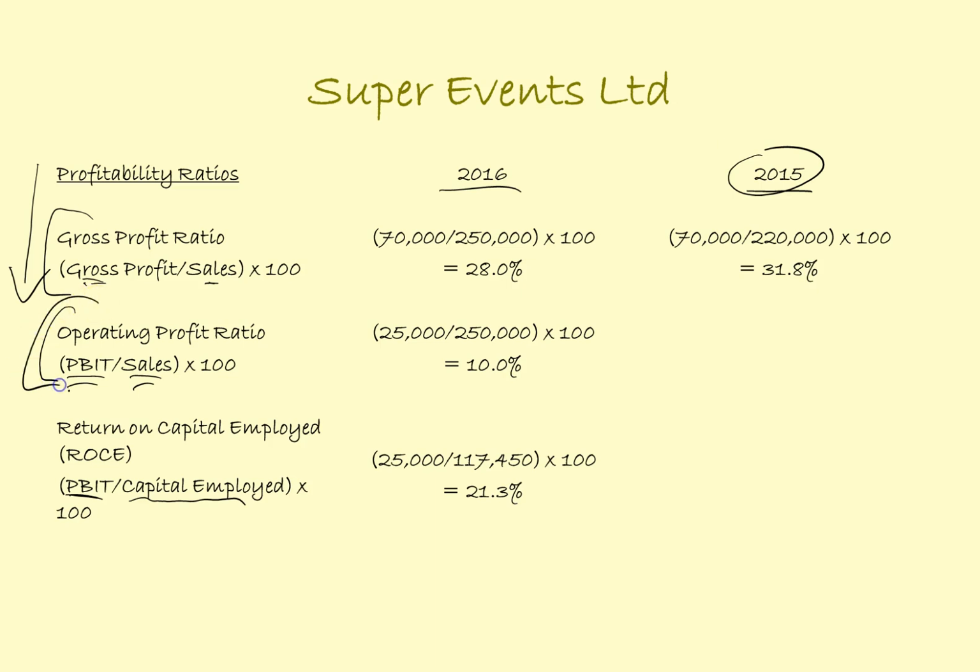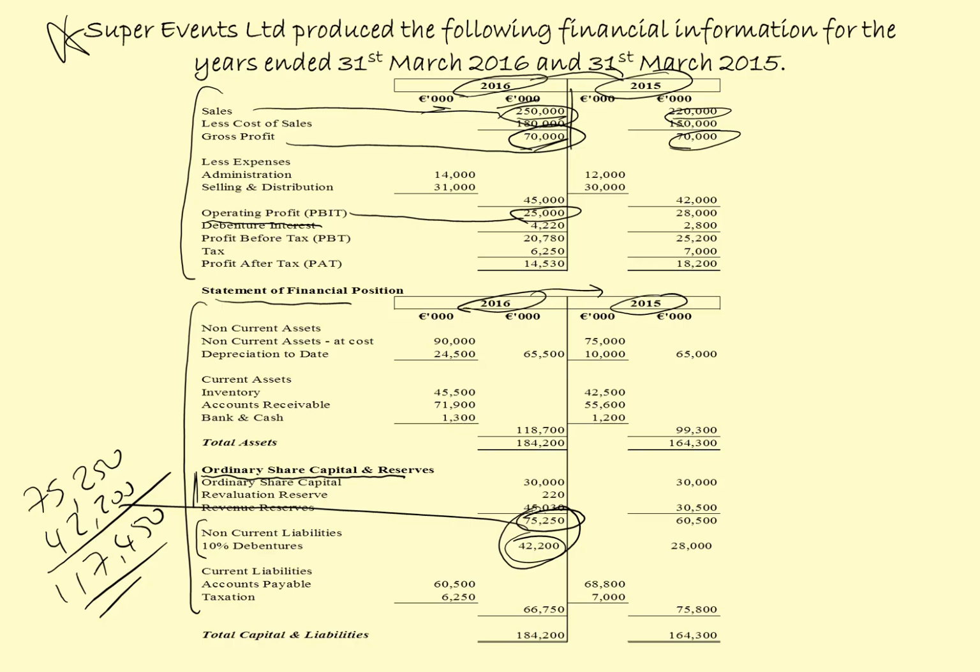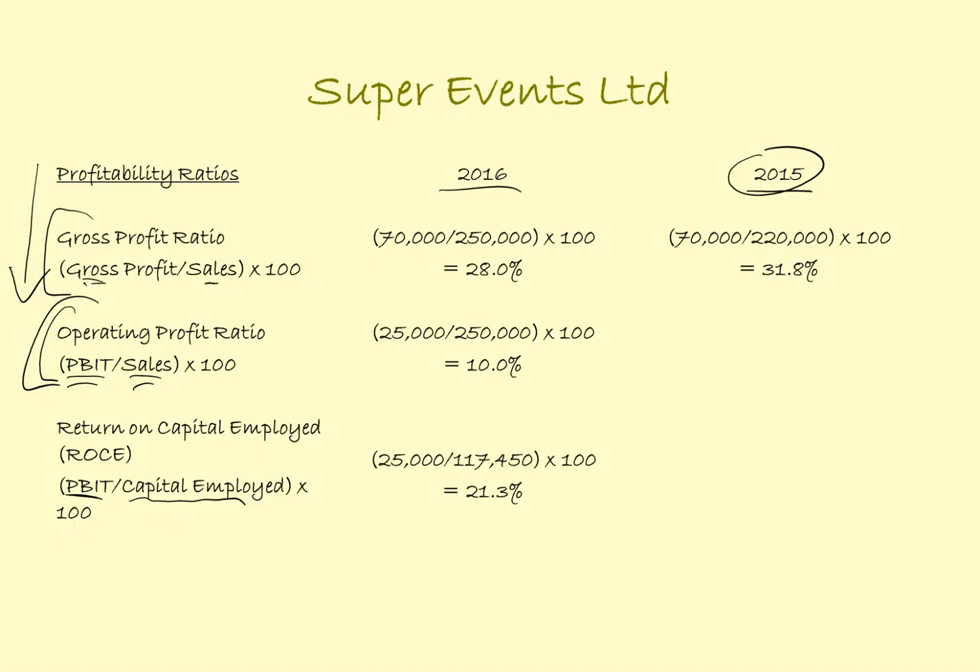For my operating profit ratio for 2015, I need my PBIT, my operating profit. So if I just go back and look for that, that's the 28,000 there, and of course I've just used the sales, 220,000. So I pop those figures in. 28,000 divided by 220 multiplied by 100 is 12.7%.